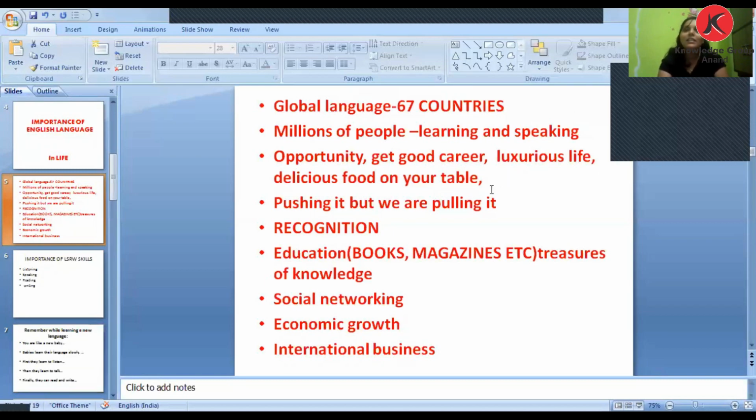Now, how is it related to English? If you know the English language, you will get the education, you will get the knowledge, you will get a good career, and if you have a good career, then you get good money, and if you have good money, then you can have a good luxurious life, delicious food on the table, and so on. So the first and foremost thing about learning the English language is that it will give you opportunity.